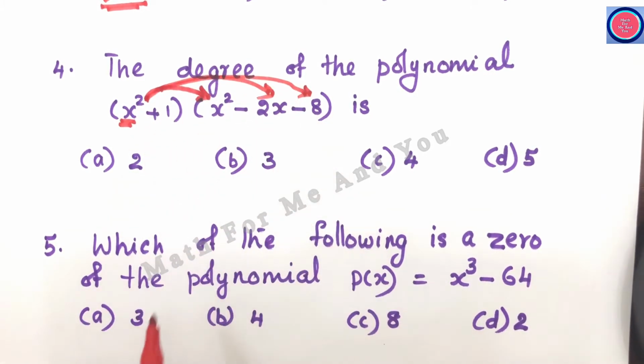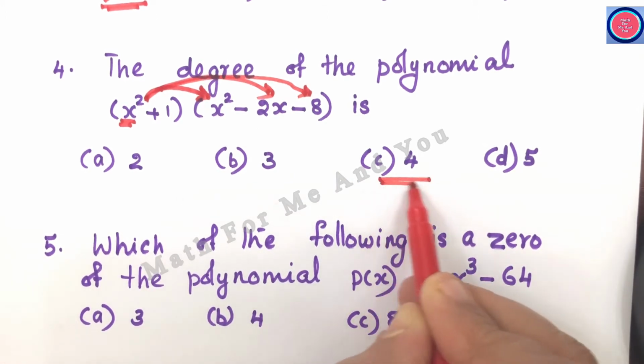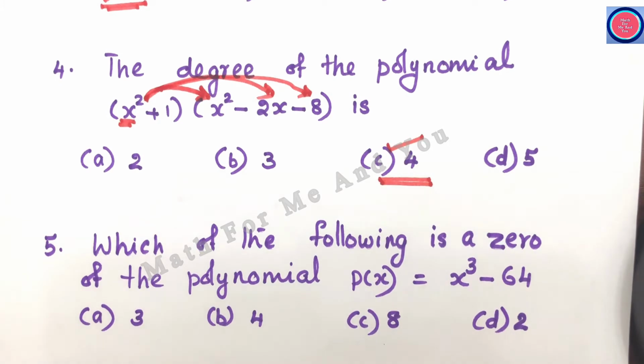So the highest power of the polynomial we are getting is 4. That means that is the degree. So option C, 4 is the correct answer. Degree of the polynomial is 4.